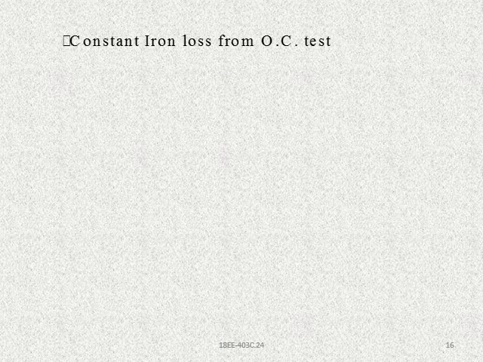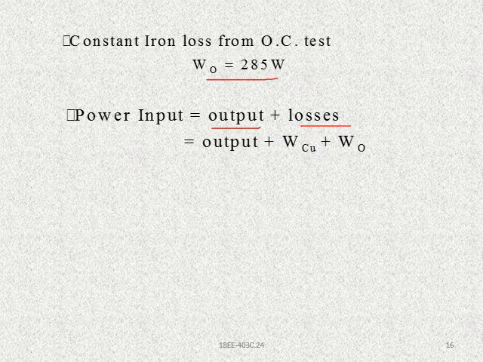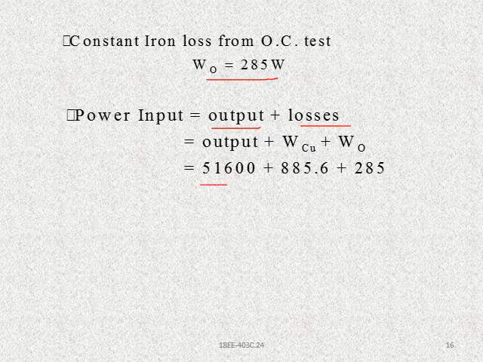See the constant iron losses from the OC test, which is W0 equals 285 watts. Since it is a constant loss, we are not multiplying with any factor. So the power input is equal to output plus losses, that is output plus WCU plus W0. That is 51,600 plus WCU, which is 885.6, found in the previous slide, and W0 is 285, and the total is 52,770.6 watts. This is the input.